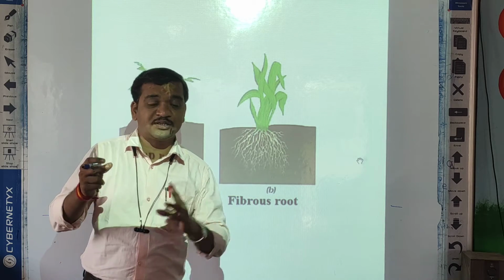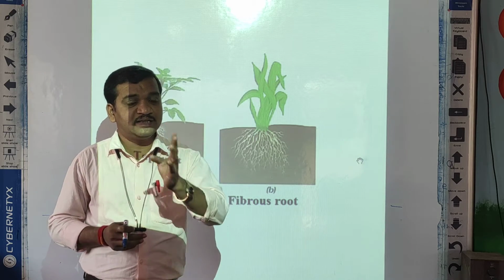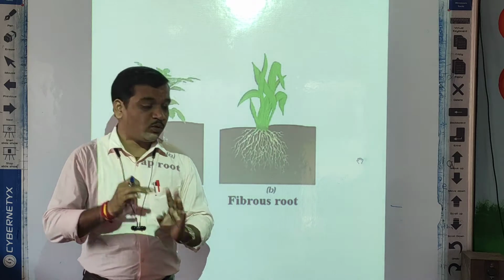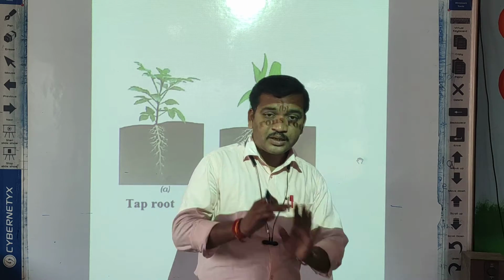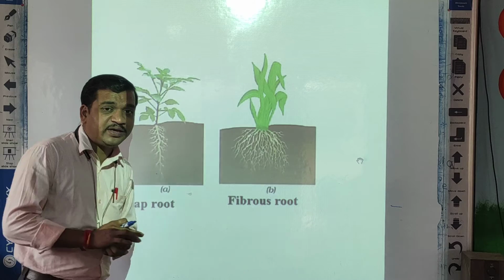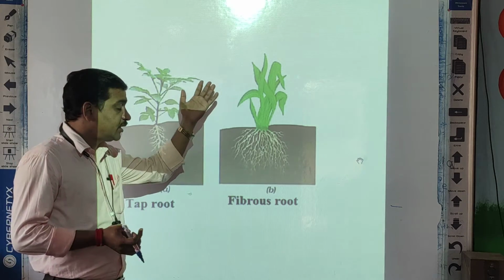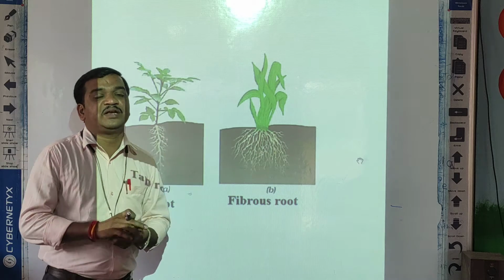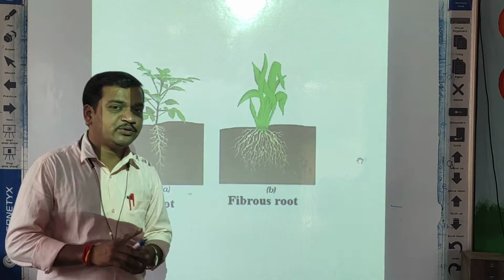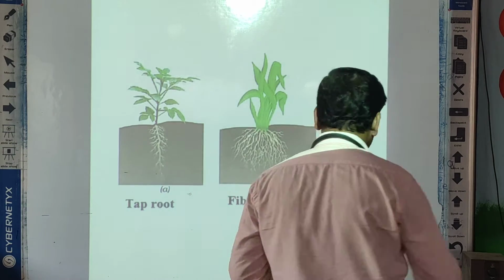Same thing, the leaf also has two types of venation, parallel venation and reticulate venation. So what is the relationship between these? How can we understand which plant has a taproot system and what type of leaf venation system is there? So today we are going to learn about the relationship.